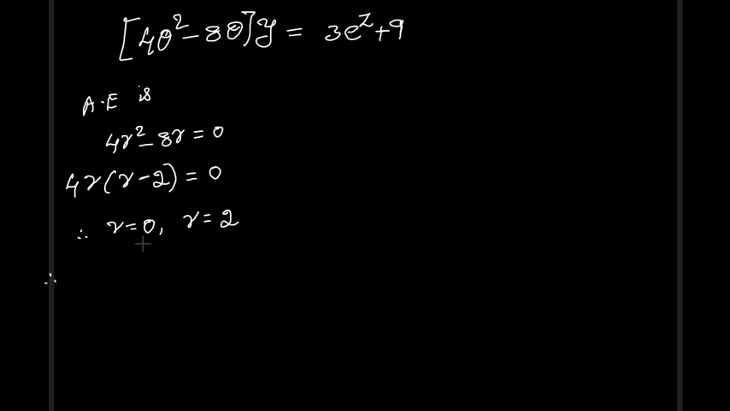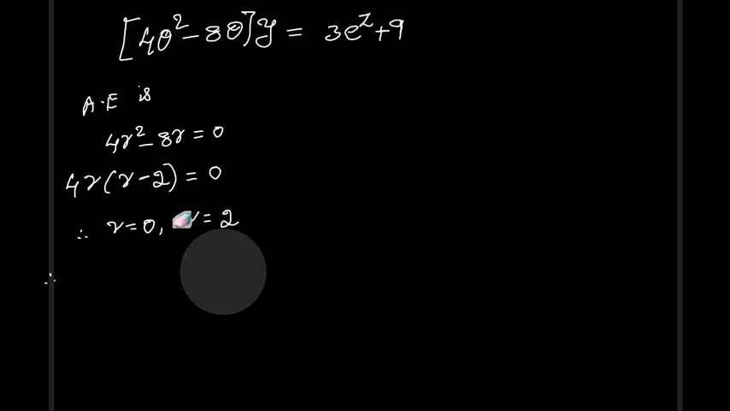So therefore r = 0 gives us e^(0z), which gives you 1. And r = 2 is e^(2z), it means (e^z)². But what is e^z? e^z is actually (2x + 1), so that we have to write.